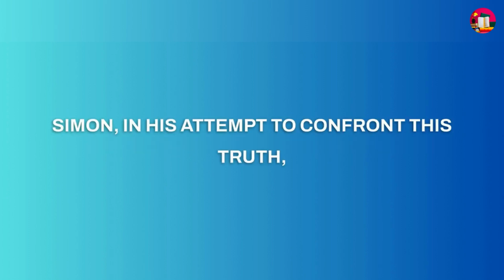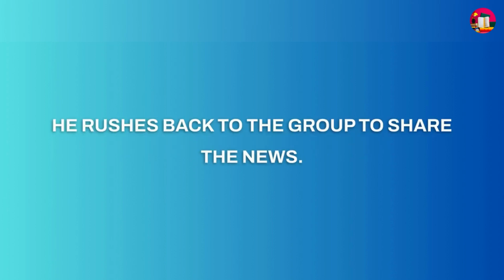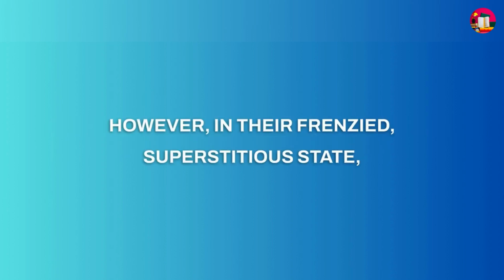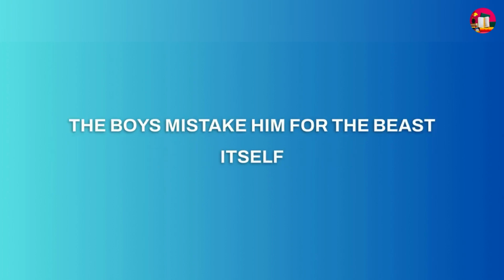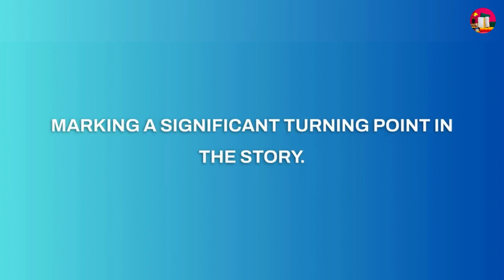Simon, in his attempt to confront this truth, stumbles upon the dead body of a parachutist entangled in the trees. Mistaking it for the beast, he rushes back to the group to share the news. However, in their frenzied, superstitious state, the boys mistake him for the beast itself and brutally murder him in a horrific frenzy, marking a significant turning point in the story.